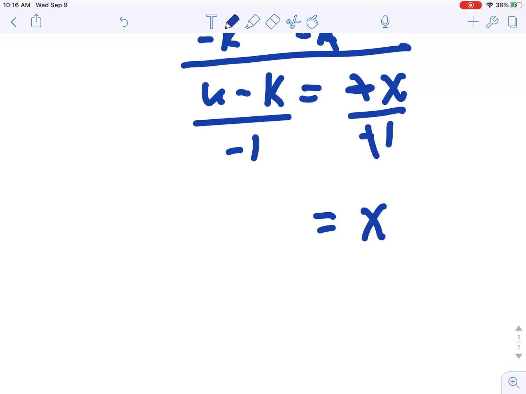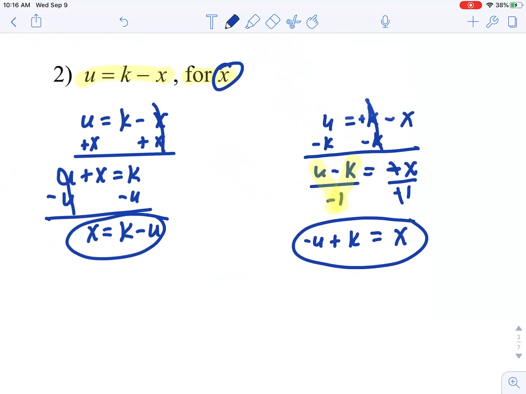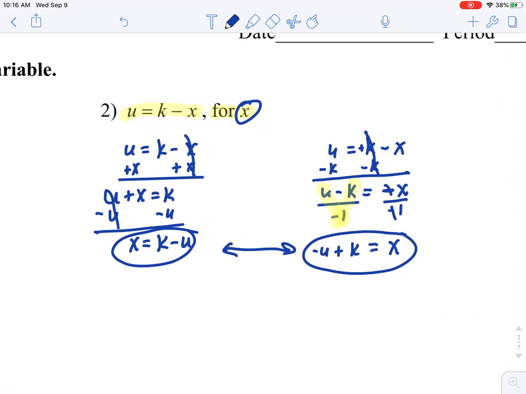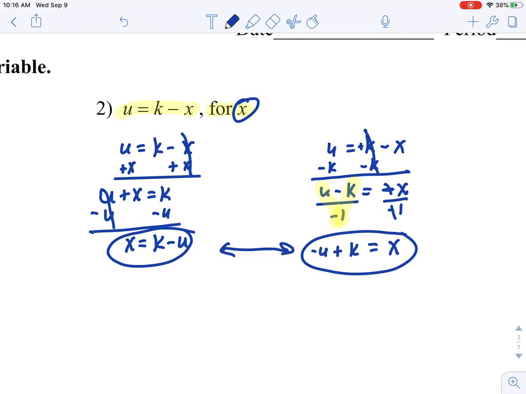And so for u minus k divided by negative 1, what I need to do is divide both of those by negative 1. u divided by negative 1 is negative u. Negative k divided by negative 1, two negatives make a positive. That's plus k. So I get this answer. And as you can see, or if you remember, that's the other right answer from down below. So both of these are correct. It wouldn't matter which way you did it. They're both fine. But the point is, you want to isolate the variable.